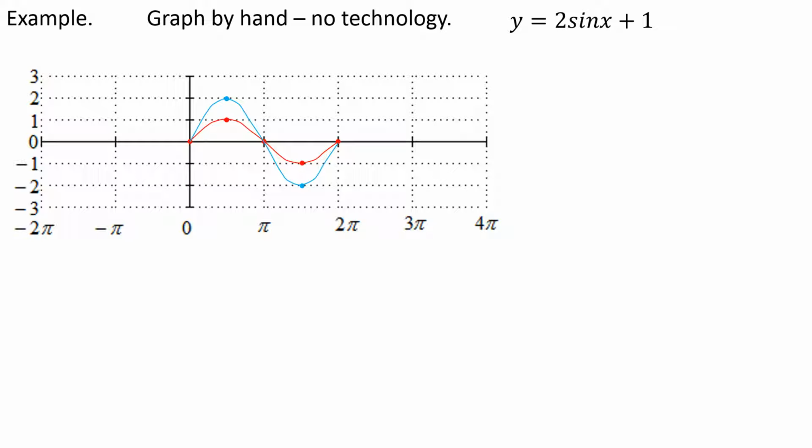Oh, hey, there's a +1 in back. It's going to lift that entire curve up 1 unit. Lift that point up 1 unit, lift that point up 1 unit, and there it is. The amplitude is 2 because there's a 2 multiplying the sine of x, and then the +1 in back lifts the whole function up 1 unit. But of course, it's going to want to go on forever in both directions. And so there in yellow is the graph of y equals 2 sine of x plus 1.